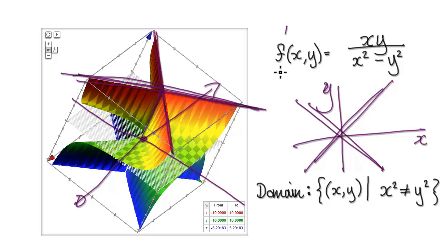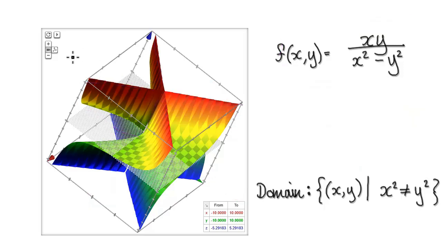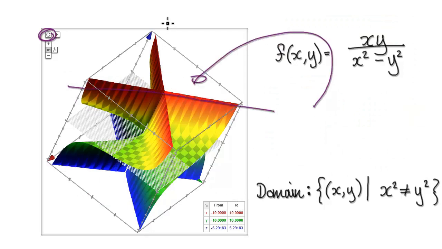If you plot this into Google, it will sketch this surface, and then you have the ability to rotate it. You can actually look down on this, and then you can see there's something weird happening at this cross. Okay, well, next one.